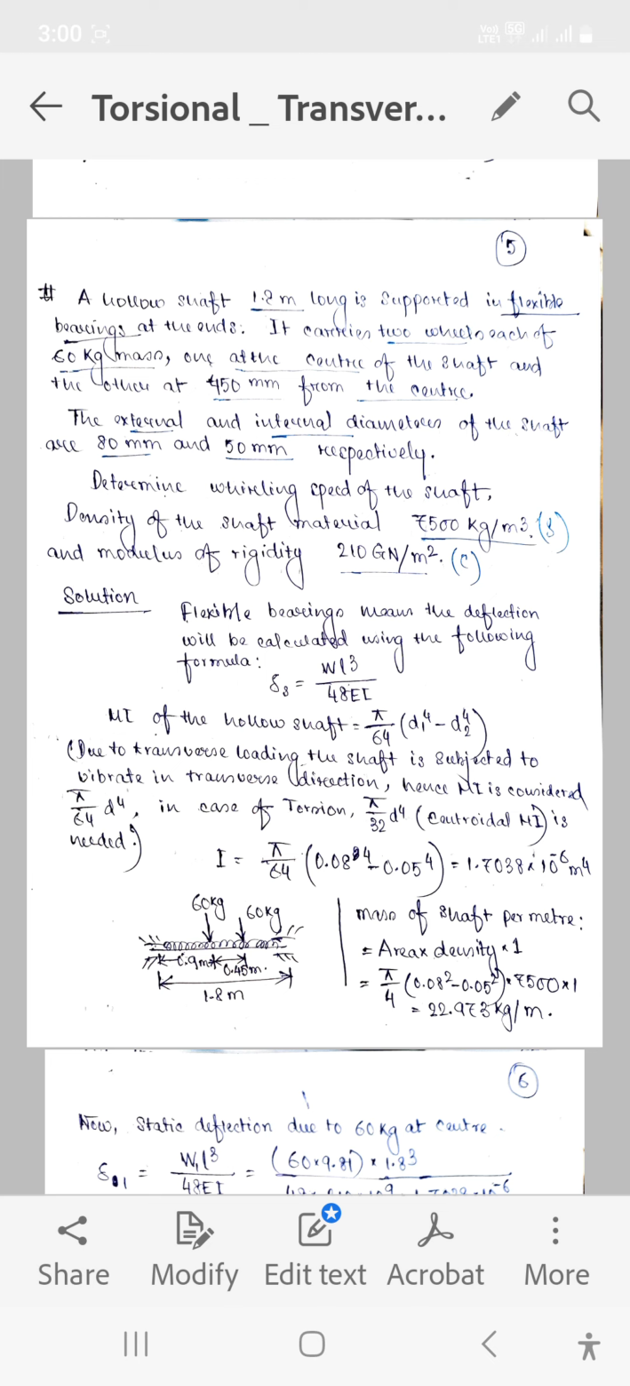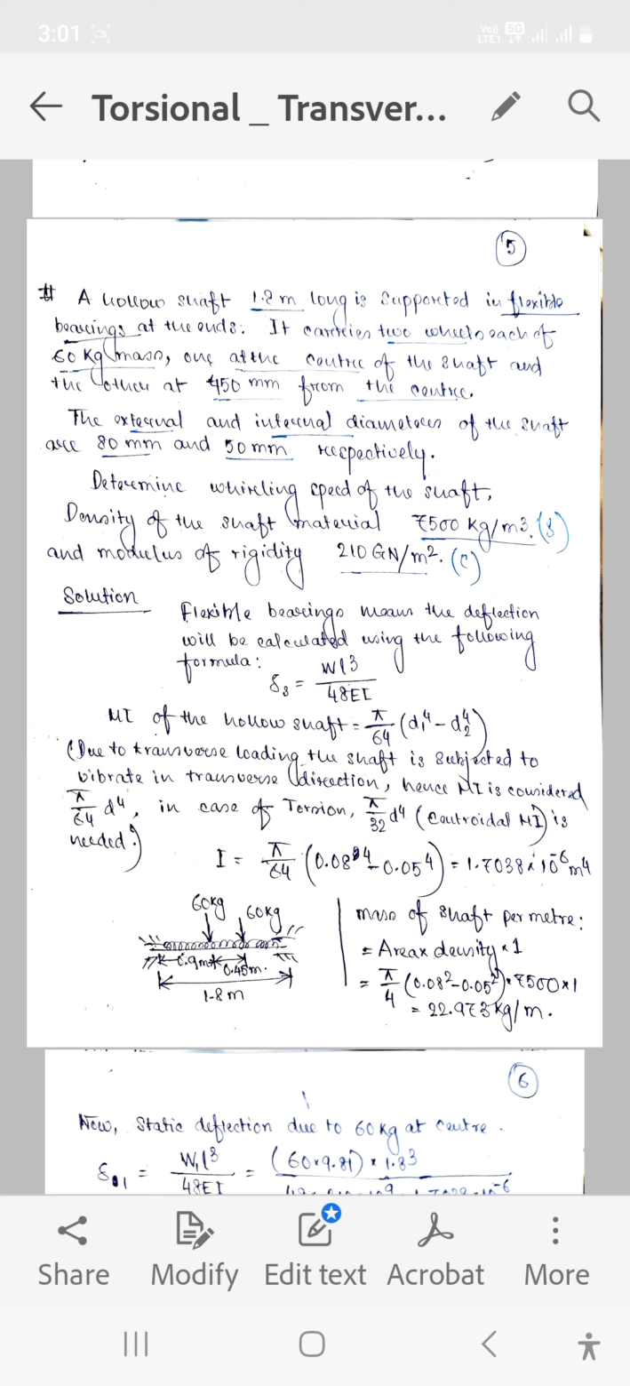Now you see it's not a torsional case, this is transverse vibration, that's why pi d to the power 4 by 64 is taken. In case of torsional vibration, it will twist about the centroidal axis, and the polar moment of inertia needs to be taken, which is pi d to the power 4 by 32. Due to transverse loading, the shaft vibrates in the transverse direction, hence the moment of inertia pi d to the power 4 by 64 is considered. So I can be calculated as 1.7038 into 10 to the power minus 6 meter to the power 4.